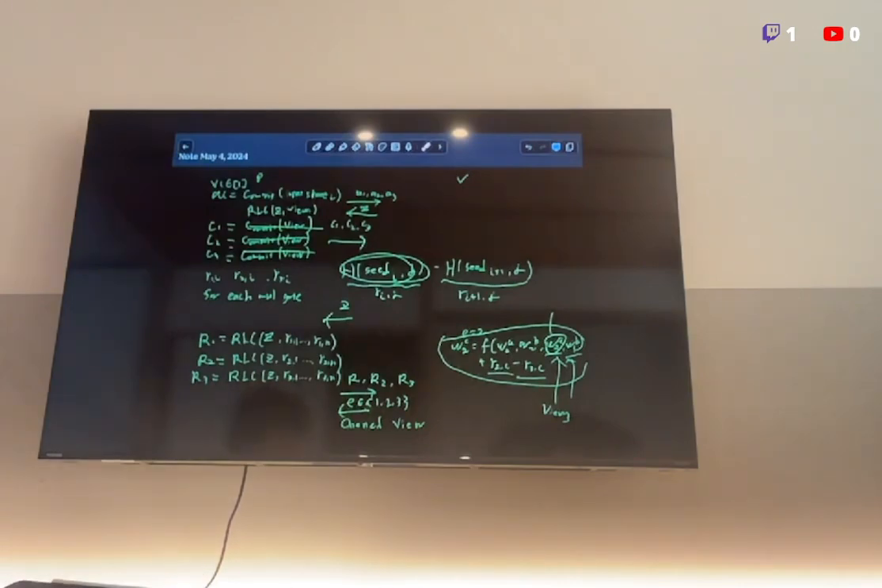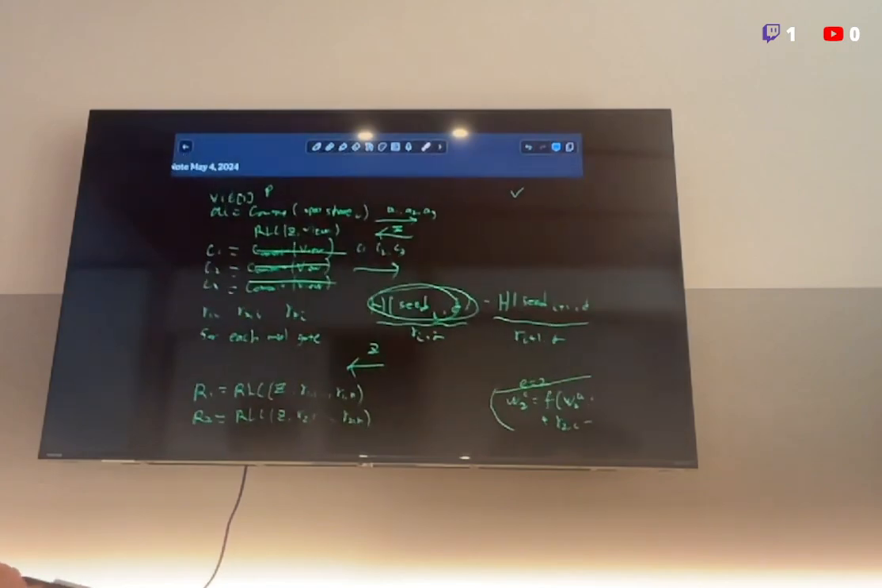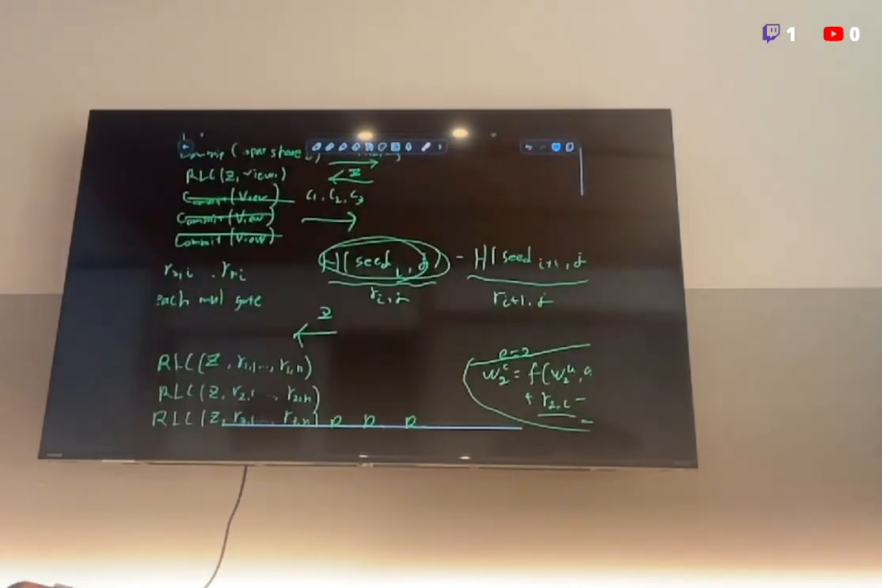There's no hash. Hash is just for the input share commitment. Let me take a picture of this board.